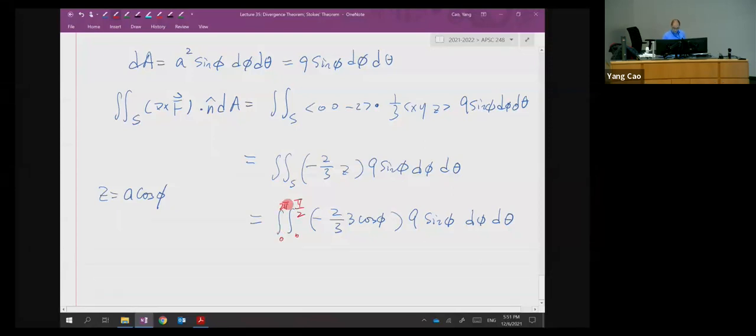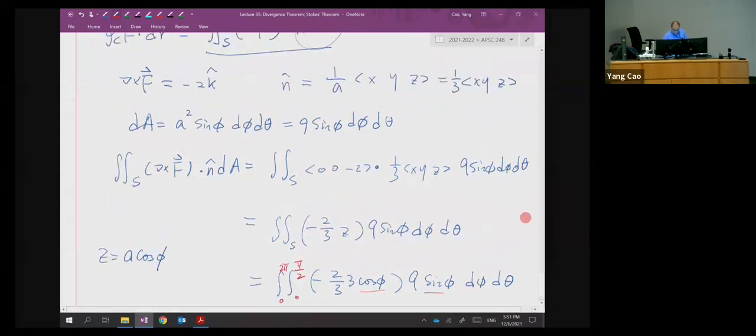So that's everything you need. And this is also a very simple integral. You have cosine and sine, and a simple substitution rule should be able to give you the result. So you should get negative 18 pi as a result of this integral here.